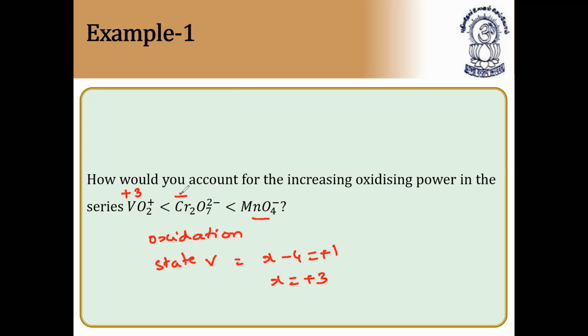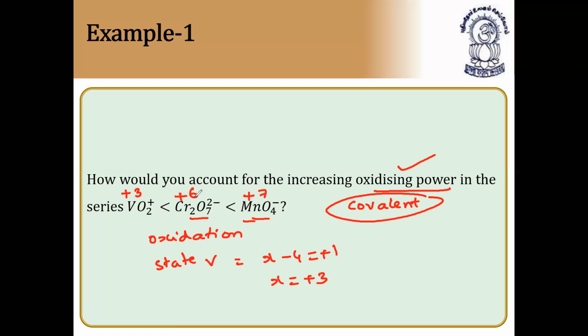The oxidation state of vanadium is +3, of chromium it is +6, and of manganese it is +7. So as the oxidation state increases, the oxidizing power also increases, due to which they have increasing oxidizing power. They are considered as oxidizing agents. They can bring about oxidation, and these two are covalent in nature. So the answer is simply, as the oxidation state increases, oxidizing power increases.